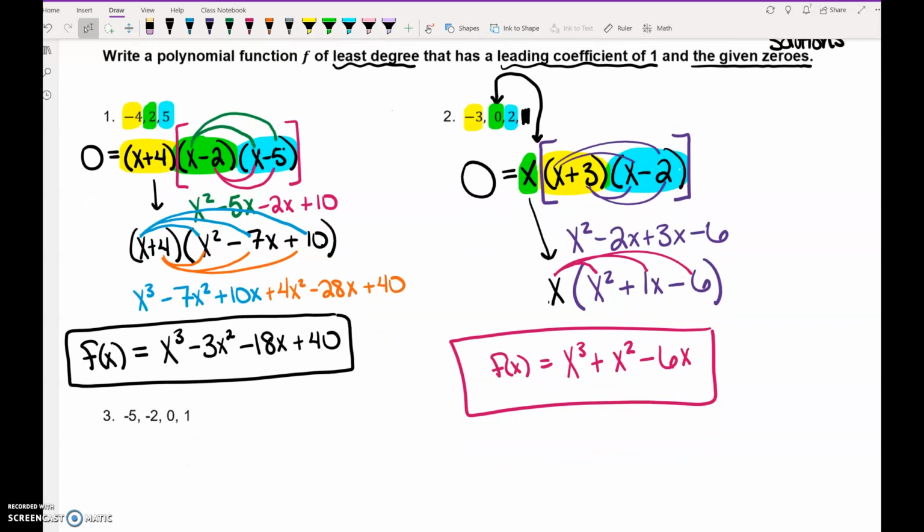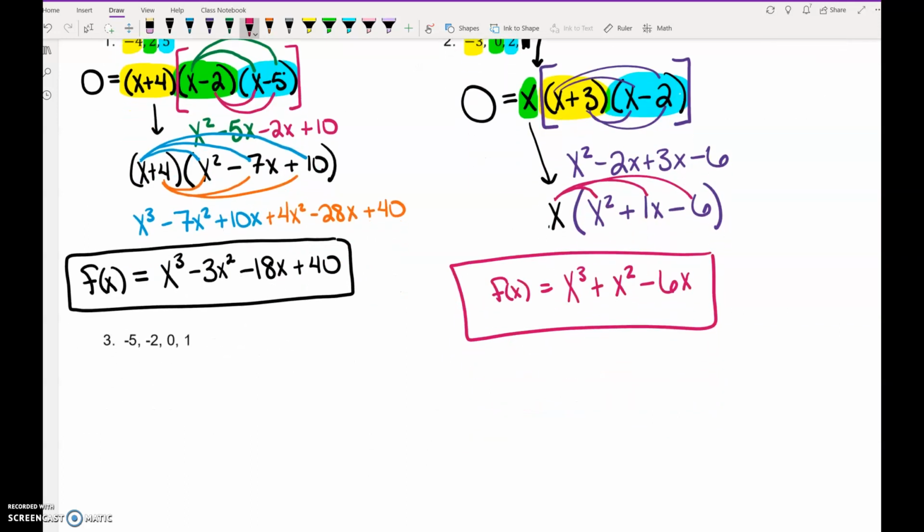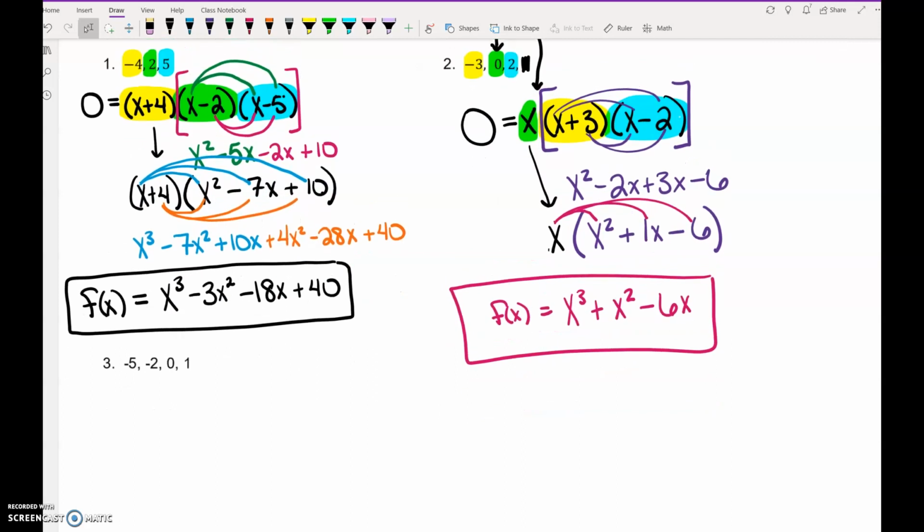Now, I will not give you one that you actually have to multiply out that has 4 solutions, but just for kicks to see how well you're doing on this, I want you to pause the video and try to write out what number 3 would be. So write out the parentheses for number 3. Once you have the parentheses all written out, then play the video again.